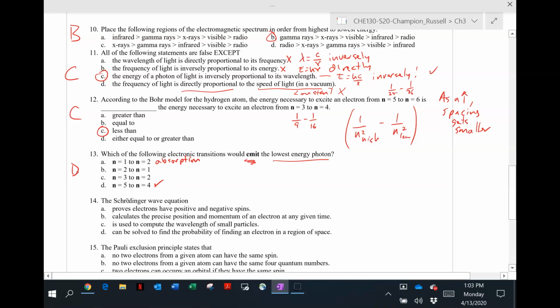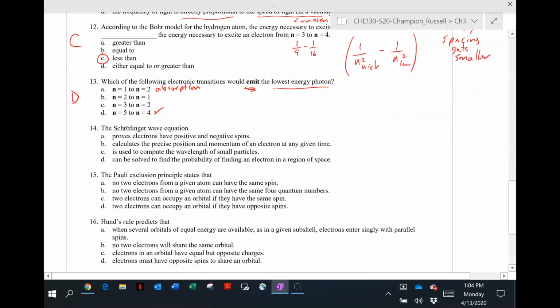All of those are one level jumps. The Schrödinger equation basically does not calculate the precise position. It isn't used to compute the wavelength. It can be solved to find the probability of that. It doesn't necessarily prove that electrons have positive and negative spins, although that's part of the solution, but I think D is the best answer there for that.